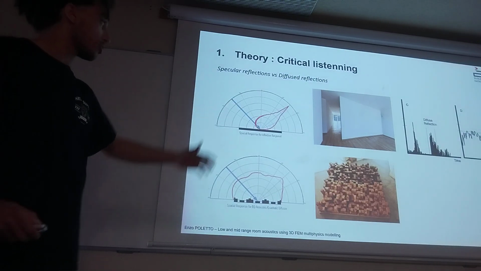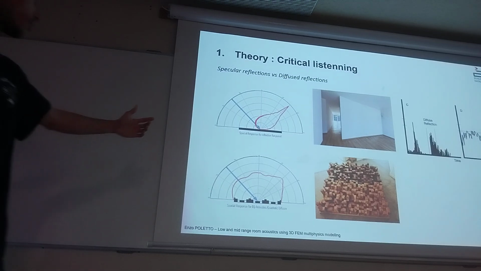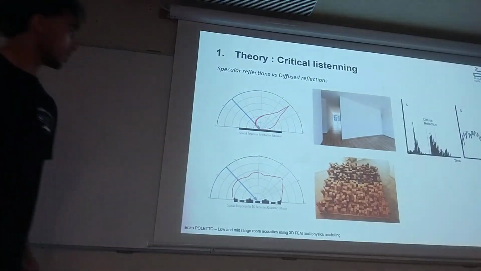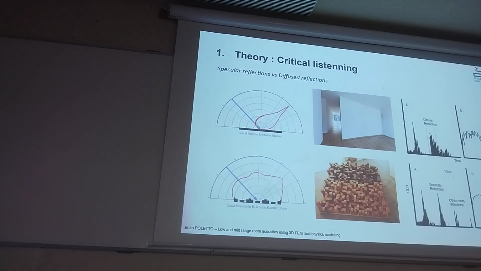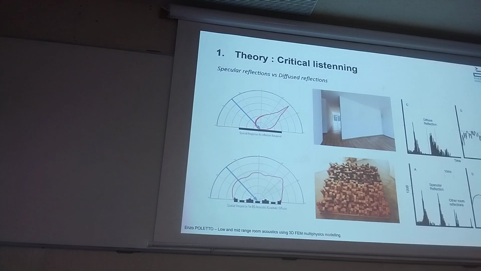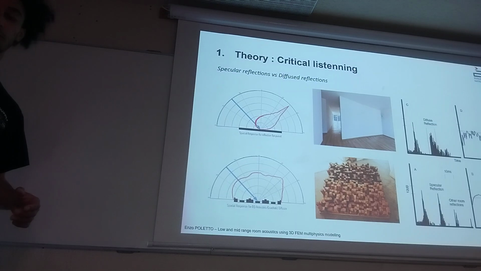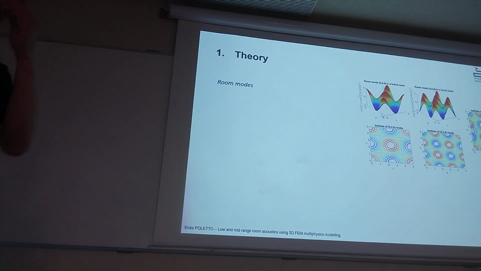So this is how it looks in a graph. If I have a flat surface, I get something called comb filtering, because of those specular reflections. And now if I use diffusers, I see the polar pattern is way wider, so I can prevent the listener from having specular reflection. That's something crucial when we talk about ray acoustics.